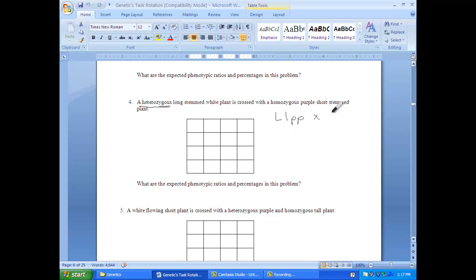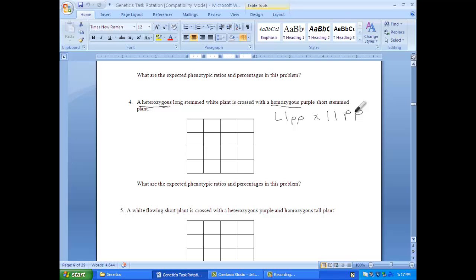So if we are doing homozygous purple short-stemmed, what did they use? They used L. So short stem, I'm assuming, is recessive: little l. And it says homozygous, which means the same, for purple, and we know purple is dominant, so it has to be big P, big P. All right, so that's how we get our genotypes for those.